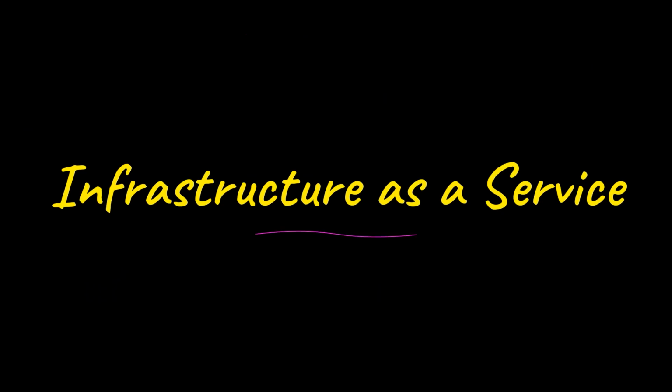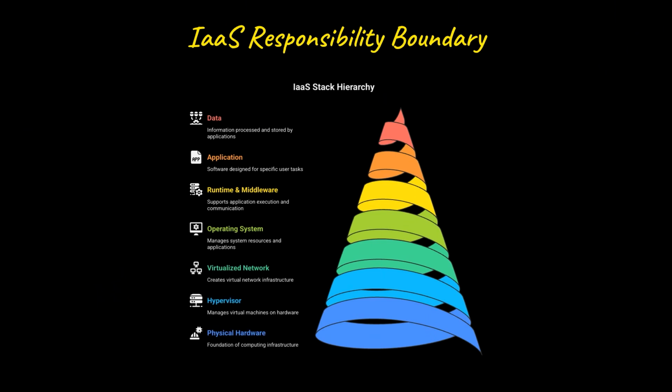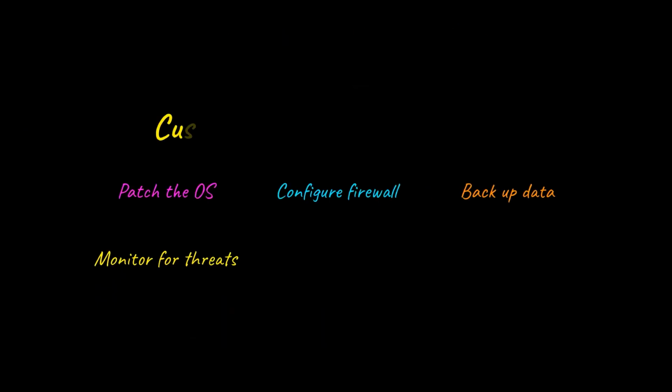Infrastructure as a Service is the cloud model where the provider supplies virtualized compute, storage, and networking, and the customer controls everything above that foundation. Understanding where the provider's responsibility ends and the customer's begins is the core concept you need to master. The provider's responsibility ends at the hypervisor boundary. Everything inside the virtual machine, the operating system, runtime, middleware, and application, belongs entirely to the customer. This dividing line is what makes IaaS distinct from every other cloud model.